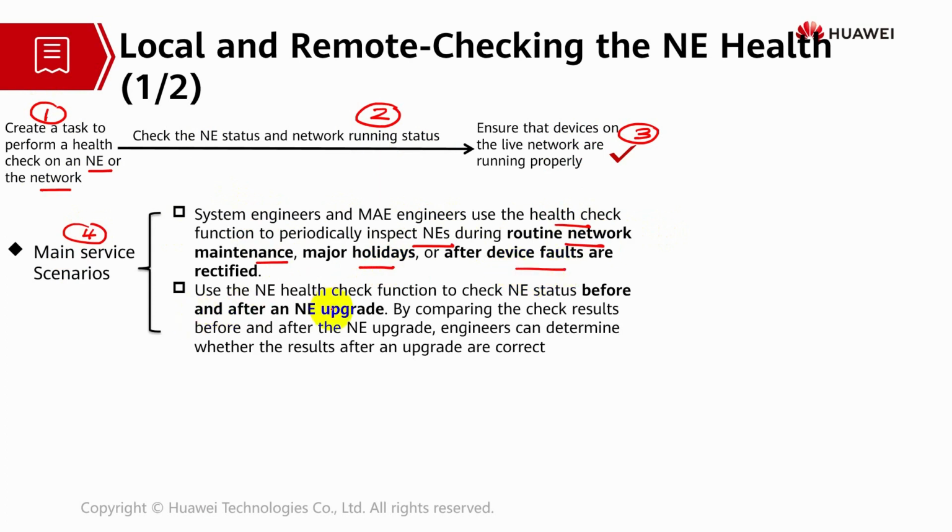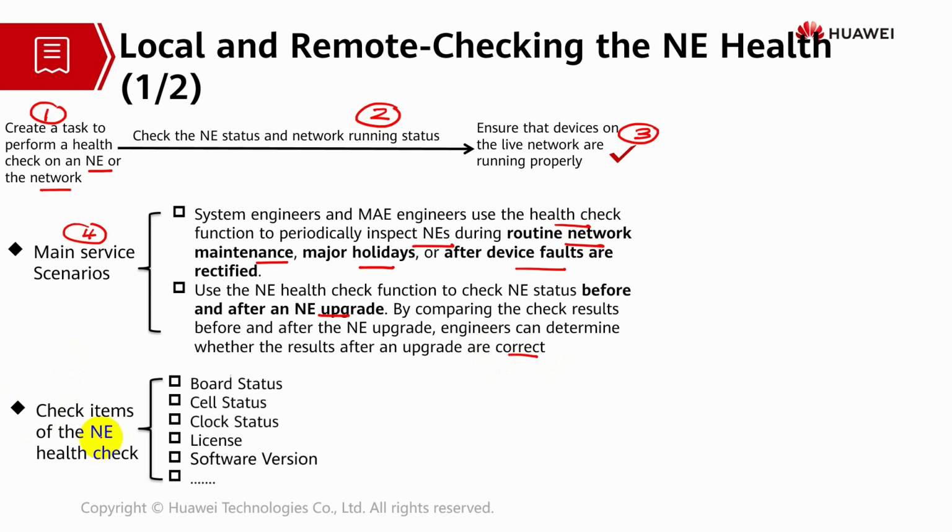They will use this function even before and after an upgrade. By comparing the results, the engineers can see whether the results before and after the upgrade tally or not. Let's check the items of the NE health check. Basically, it consists of board status, cell status, clock status, license, and software version.